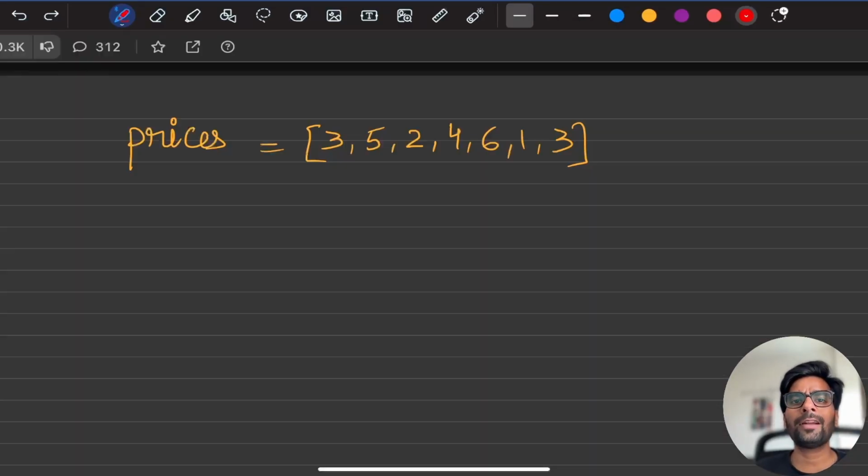So let's take an example and draw some observation out of that. What we were doing, we were taking one of the values and then trying to see every other value, right? So for 3, the possible values can be 5, 2, 4, 6, 1 and 3. For 5, the possible values would be 2, 4, 6, 1 and 3. For 2, the possible values would be 4, 6, 1 and 3. The possible values, what I'm saying, is the selling price.